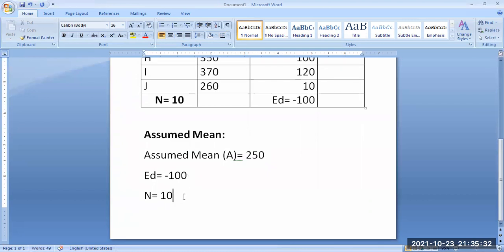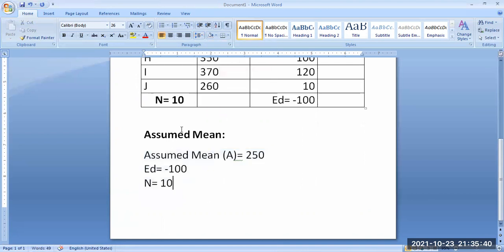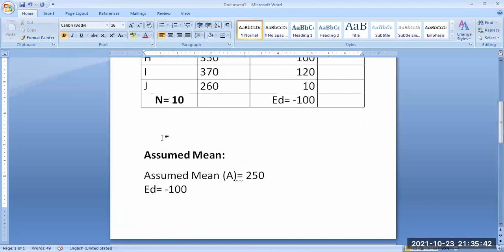The formula for calculating arithmetic mean based on assumed mean is what I am mentioning; here we have to write the formula. The symbol of arithmetic mean is normally called X bar. Arithmetic mean is otherwise also known as AM. A stands for arithmetic, not assumed. So AM or X bar.